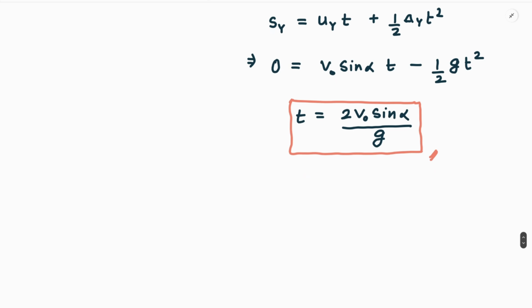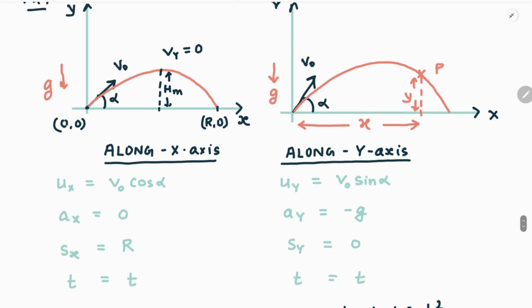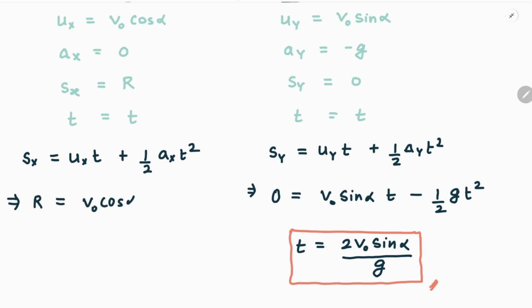So for maximum height of ascent, if we discuss this part, we say at the point of maximum height, the instantaneous velocity in the y-axis direction becomes 0. And for calculating the range, if we solve the x-axis part of the expression, displacement along x-axis equals initial velocity along x times t plus half a_x t square, then we can calculate r equals v naught cos alpha times t.